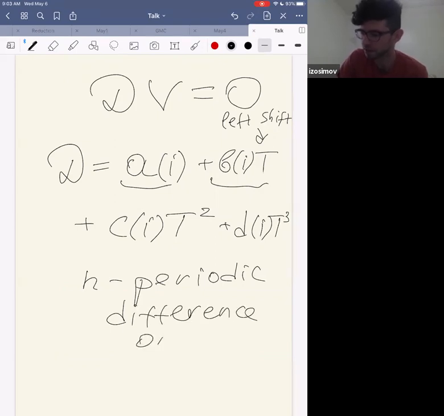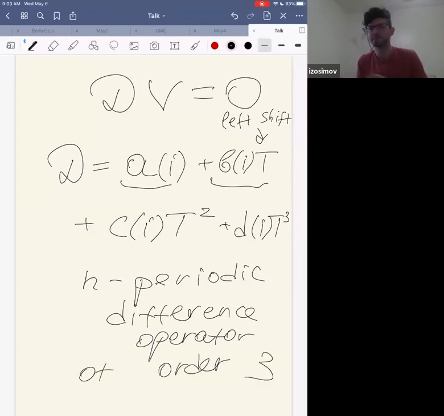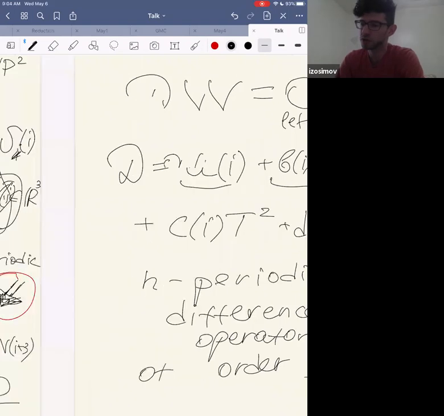operator of order 3, because the highest power of t which is involved in this operator is 3. And as I said, one can encode polygons by such operators. And there are 2 remarks here that should be made.